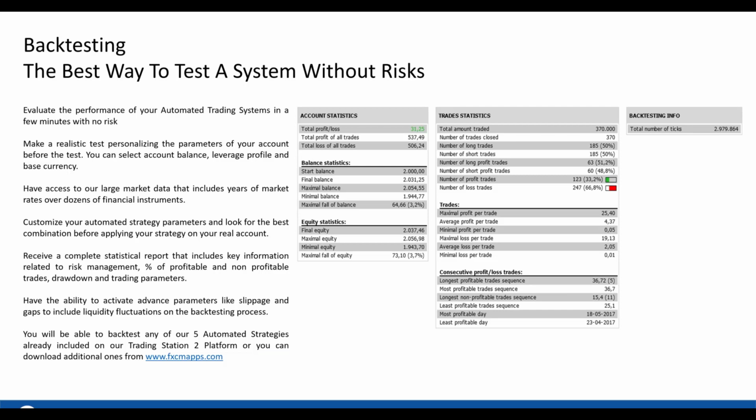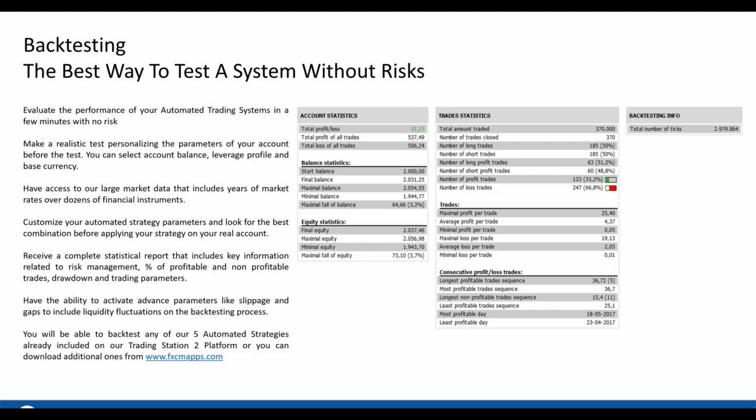Customize your automated strategy parameters and look for the best combination before applying your strategy on your real account. Receive a complete statistical report that includes key information related to risk management, percent of profitable and non-profitable trades, drawdown, and trading parameters. Have the ability to activate advanced parameters like slippage and gaps to include liquidity fluctuations on the backtesting process. You will be able to backtest any of our 5 automated strategies already included on our Trading Station 2 platform, or you can download additional ones from www.fxcmapps.com.